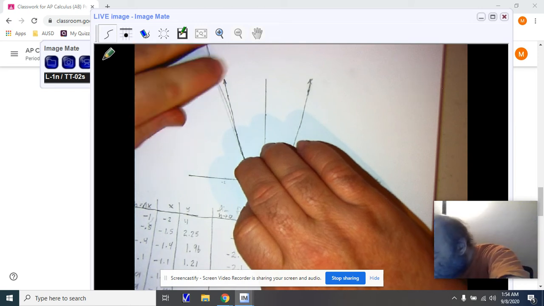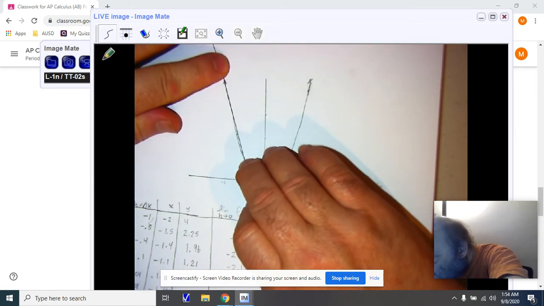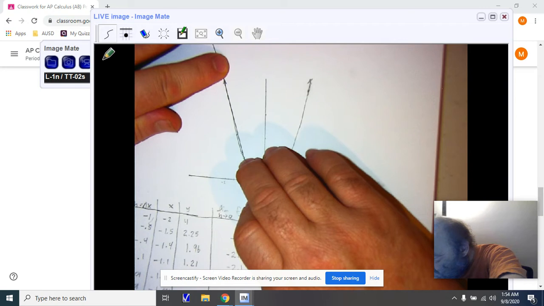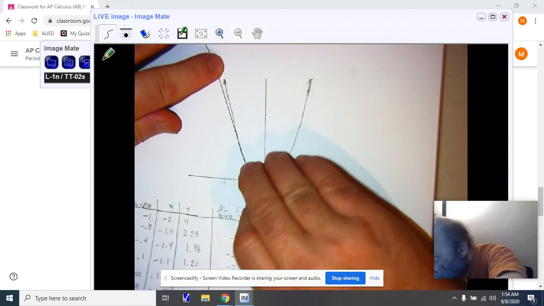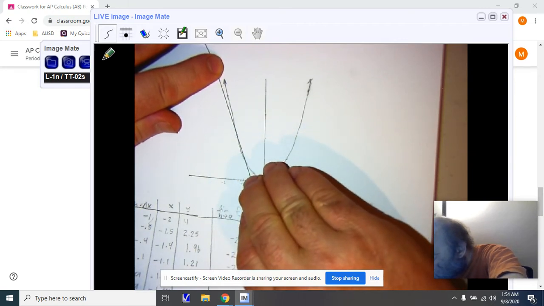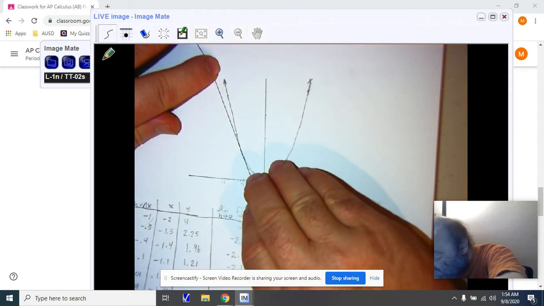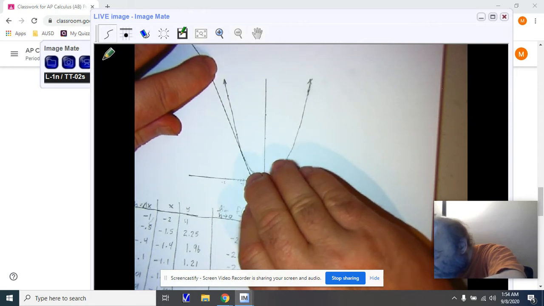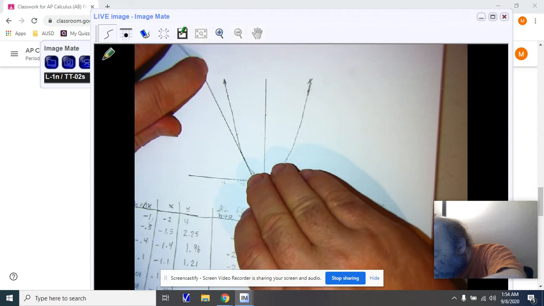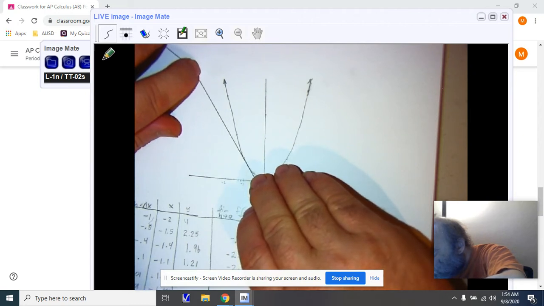If our change in x goes smaller than 1, you'll notice I've got another dot here at a half, and I'm creating a slope there. And then I go down to 1/4, and then even further than that, and you notice I'm slowly approaching a tangent line.